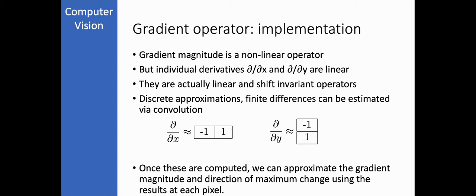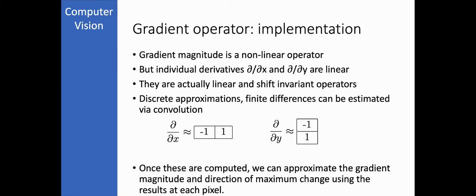The gradient magnitude is a nonlinear operator, so it's difficult to implement directly. However, the individual derivatives, the partial derivative with respect to x and the partial derivative with respect to y, are linear operators. They are actually linear and shift invariant operators. That means that I can approximate them using convolutions.